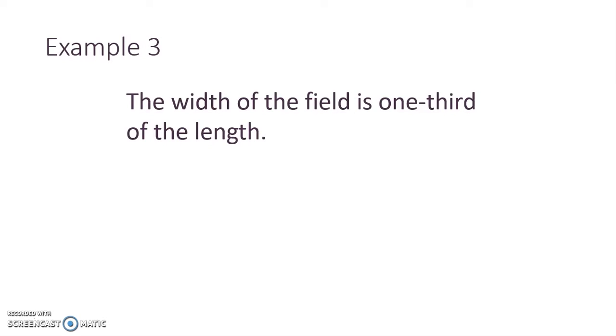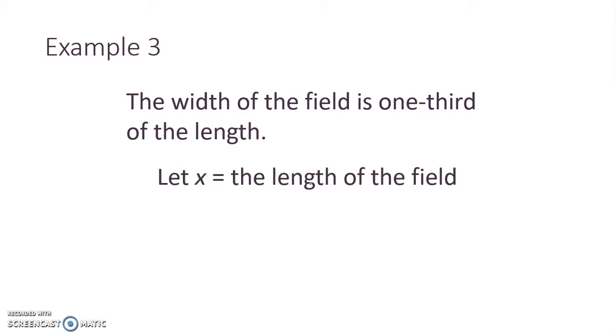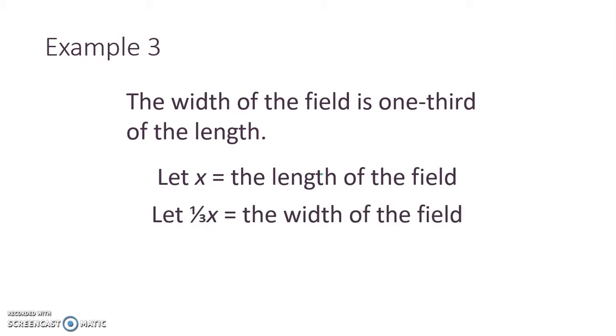For example 3, they're giving us a word problem. So it says the coach has developed a drill that requires a rectangular field with the width being 1/3 of the length. The perimeter of the field is 280 feet. What length and width should the field liner mark off? So first of all, we know that the width of the field is 1/3 of the length. So since we're referring everything back to length, we're going to set length as our variable. So let x be the length of the field. And then we said the width is 1/3 of the length. So 1/3 x will be the width of the field.